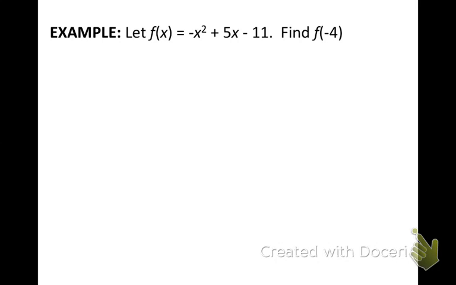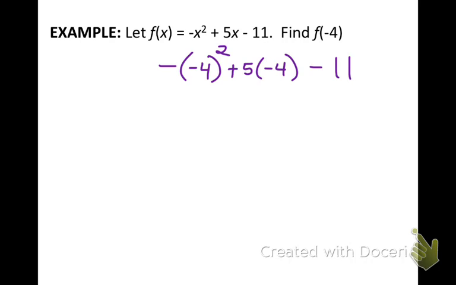So if this is my function and I want to find f of -4, what are we going to do? Plug in -4. So is the negative in front of this x squared being squared? No, it's kind of like order of operations, that's multiplication. So I'm going to have a negative, and then I'm going to plug in -4 in place of my x. So -4 squared plus 5 times -4 minus 11.